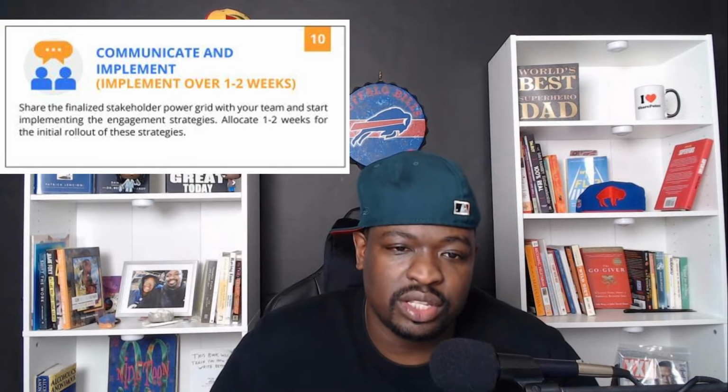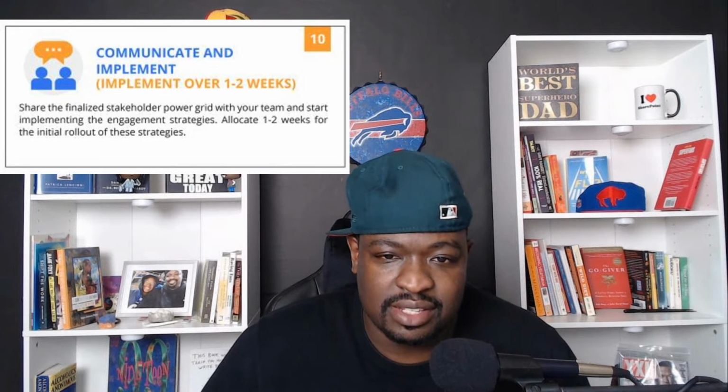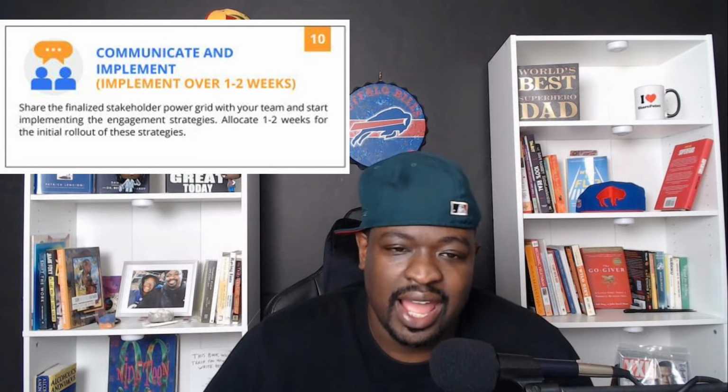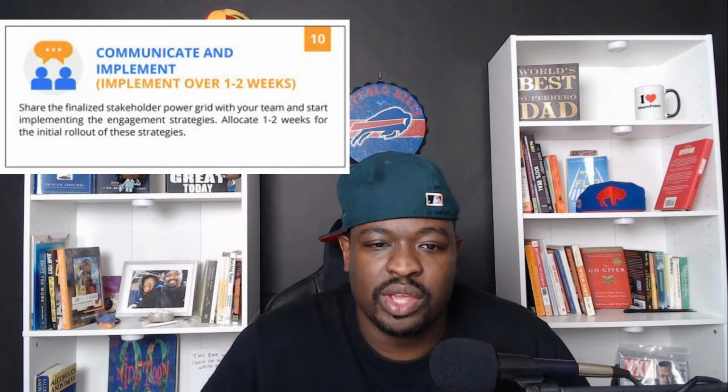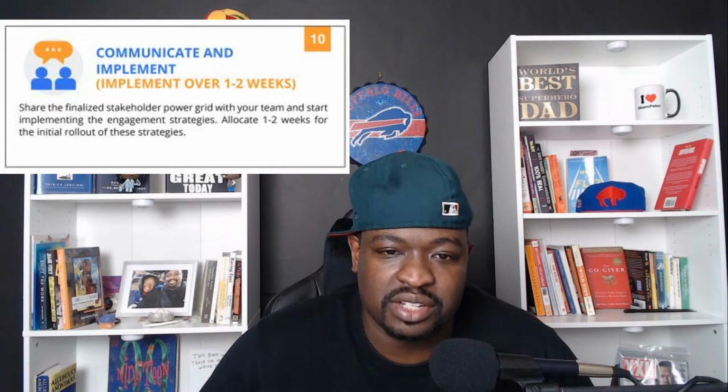So implement over 1 to 2 weeks. Share the finalized stakeholder power grid with your team and start implementing the engagement strategies. Allocate 1 to 2 weeks for the initial rollout of these strategies. All right. So with all that said, we're going to get cracking and make this happen in SharePoint.